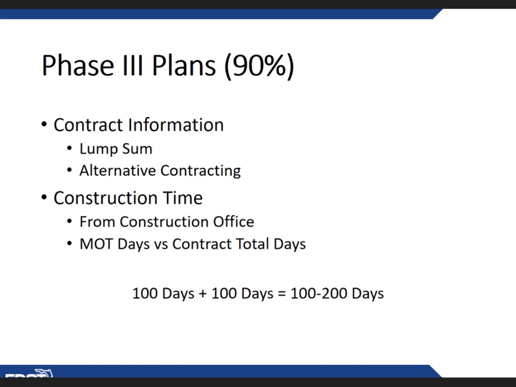At 90%, we also have other things going on at the same time. We have constructability and biddability reviews that are performed by the construction office. We also provide information about special contracting methods. Is this a lump sum project? Is there A+B bidding? The designer needs to have the construction days or time that's used in the contract documents. The estimator also needs to have this particular information.